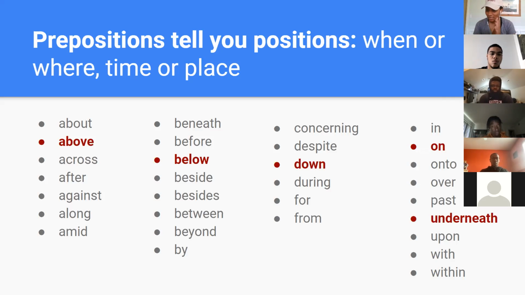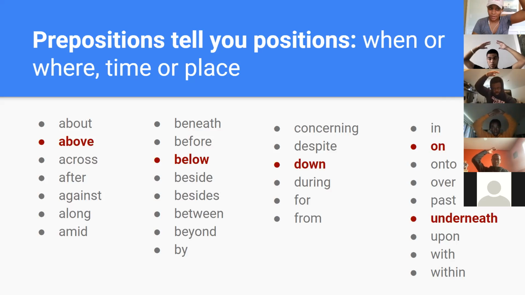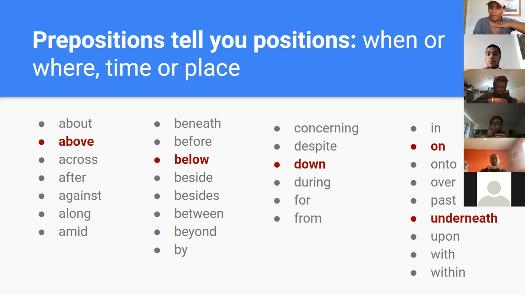Here we go. I want you to place your hand above your head. Just place your hand above your head, right? It's above. So above is telling me where, right? If I want you to place your hand below your chin, below your chin. So I know where, right? I want you to place your hand down by the floor. Place your hand down by the floor, right? It's telling me where, right?